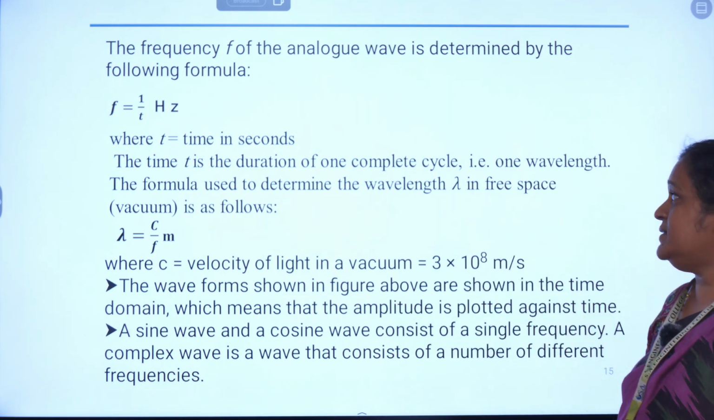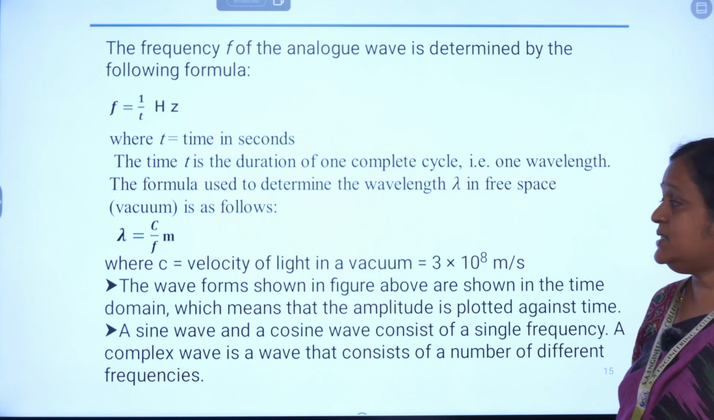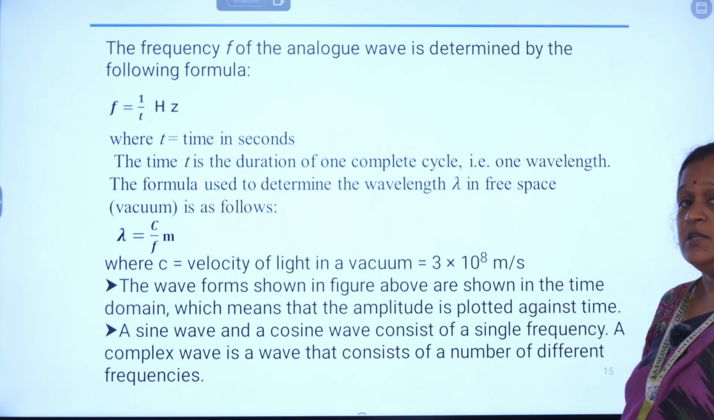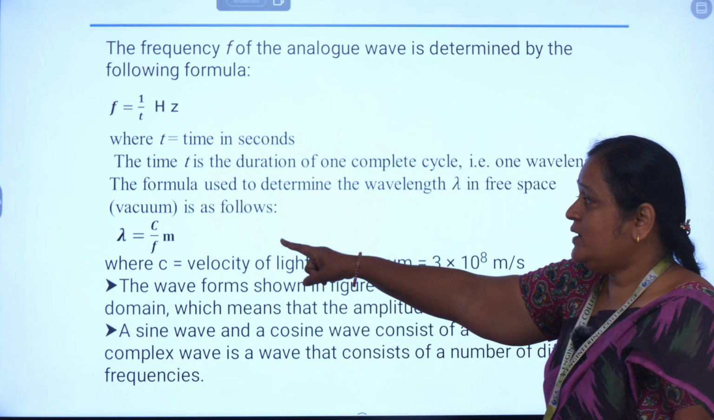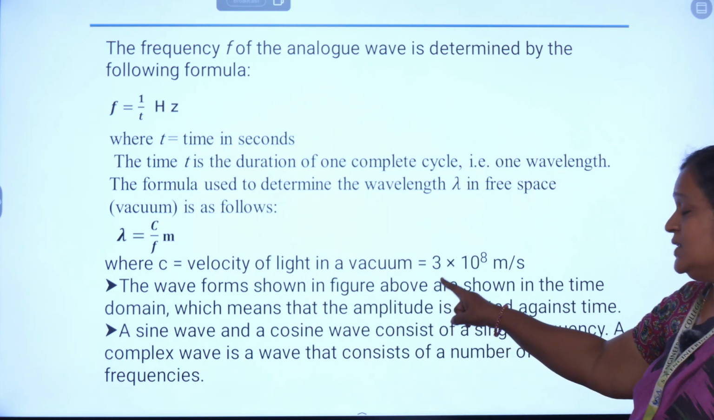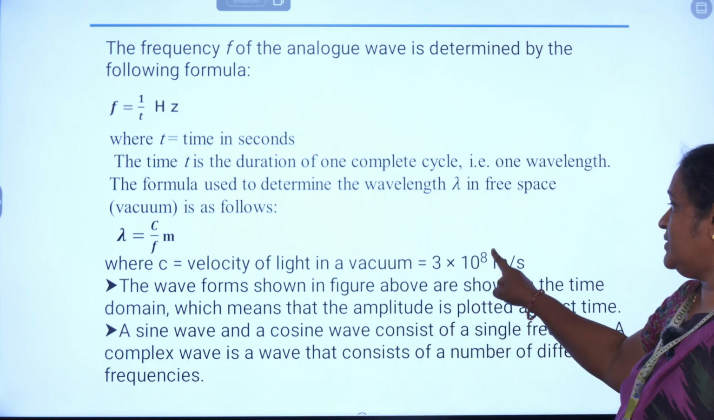This formula, f equal to 1 by T, is used to determine the frequency. The formula for wavelength in free space is c by f, where c is the velocity of light in vacuum, that is 3 into 10 power 8.